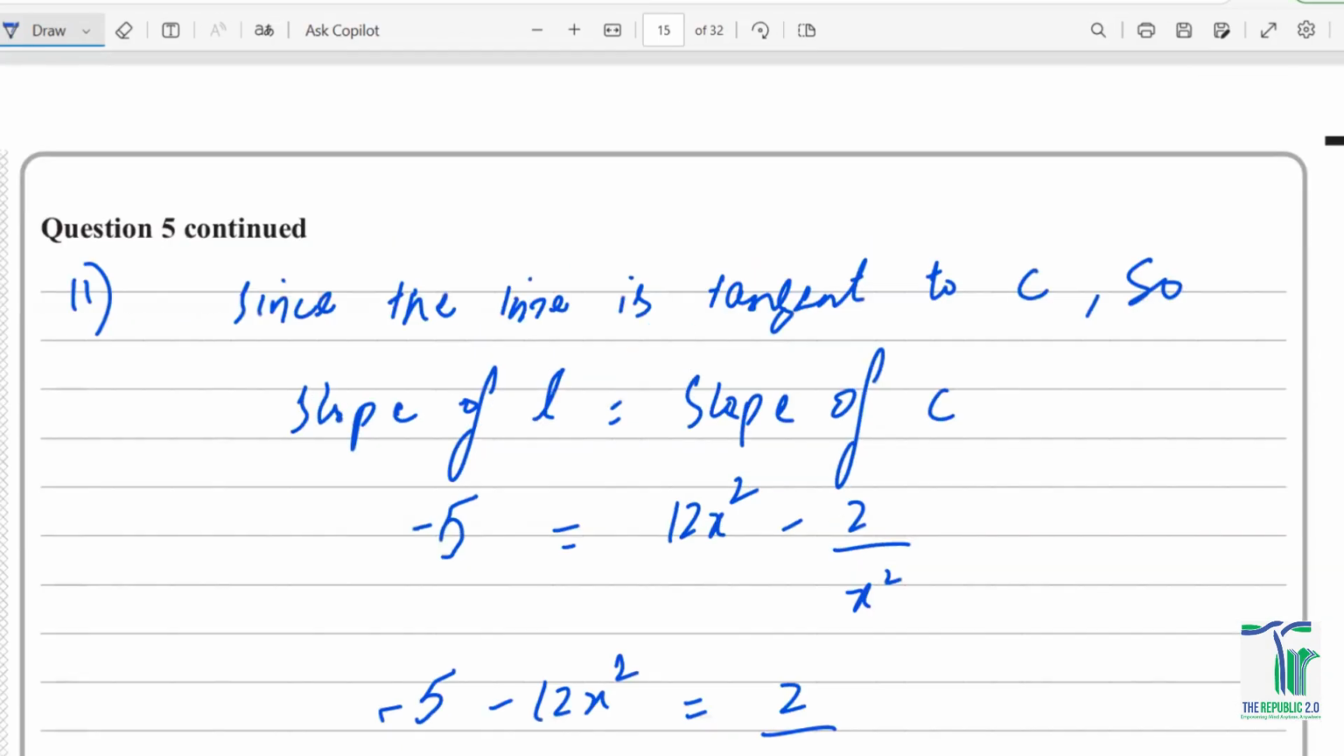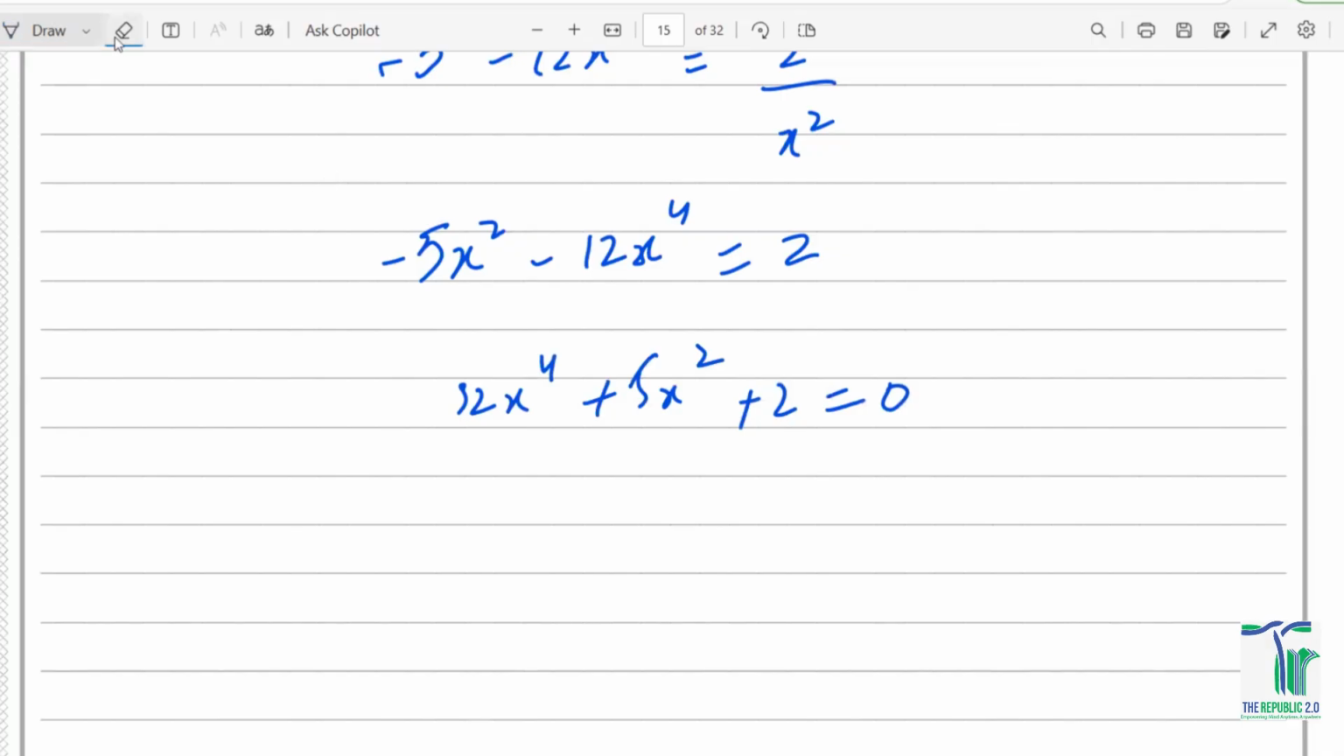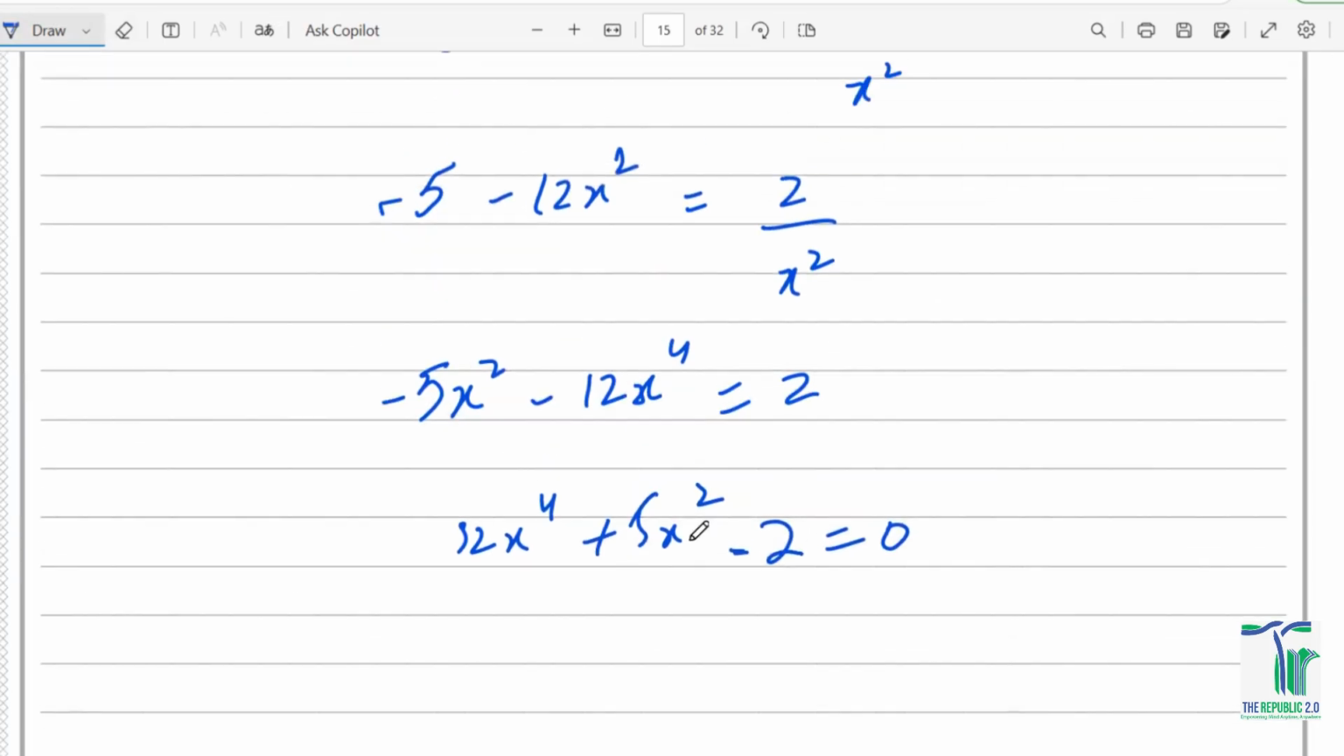Sorry, it should have been negative 2 over there. So I've got myself negative 2 over here. So you've got 12x to the power of 4 plus 5x square minus 2 equals to 0, right? That is how we should be doing this.